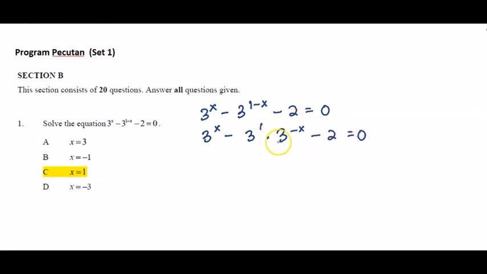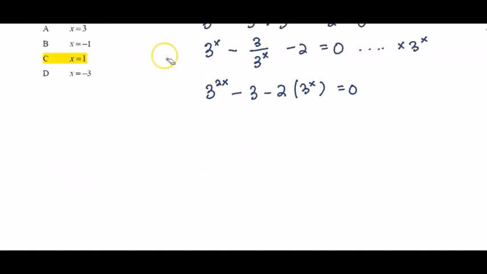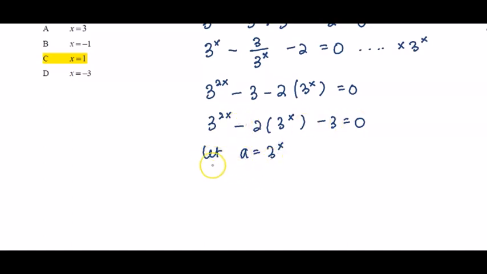So you have to understand what is meant by 3 power of negative x. Here, you can try to rearrange it, and you will get a quadratic form: 3 power of 2x minus 2 multiplied by 3 power of x minus 3 equals to 0. Now I will replace a as 3 power of x so that you can see clearly this is a quadratic equation: a squared minus 2a minus 3 equals to 0.